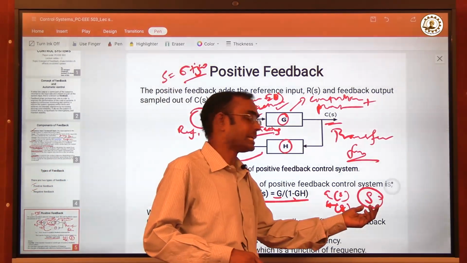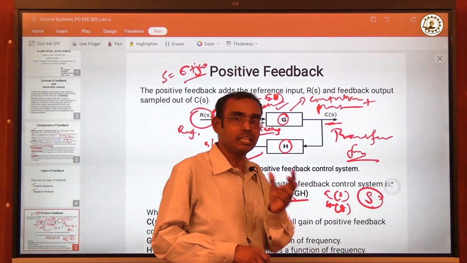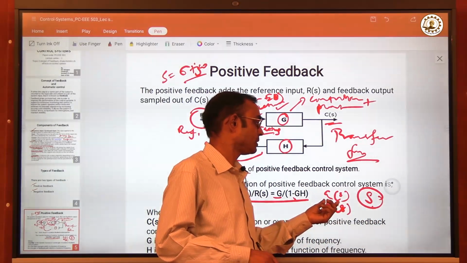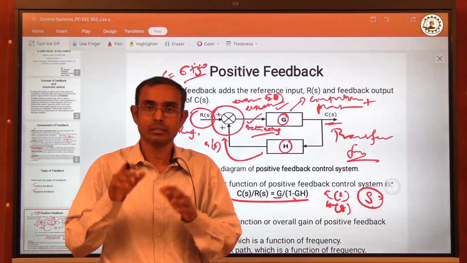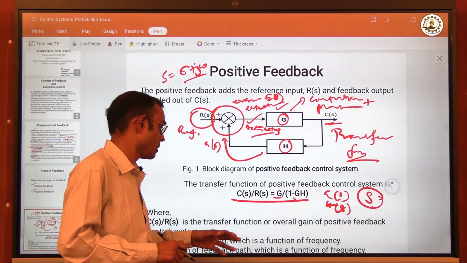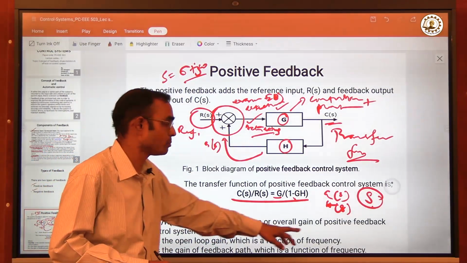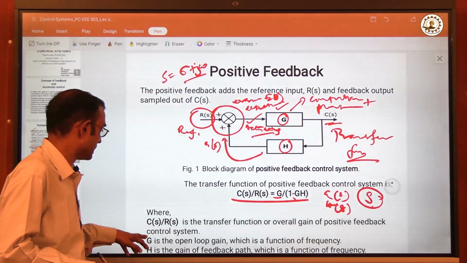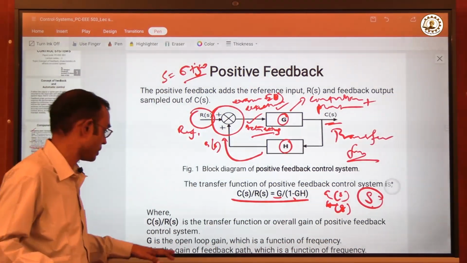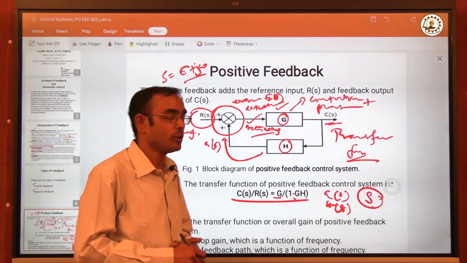So therefore, this S is such an independent variable based on which this G and H can be represented. So C of S by R of S is the transfer function of the overall system, and G and H I have already mentioned both are functions of frequency.